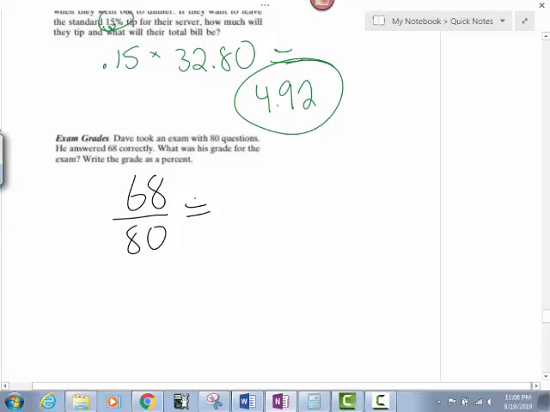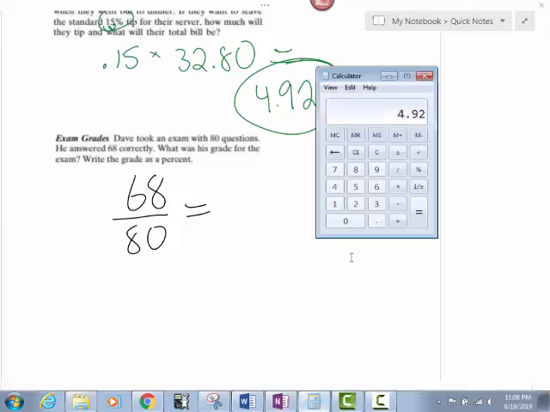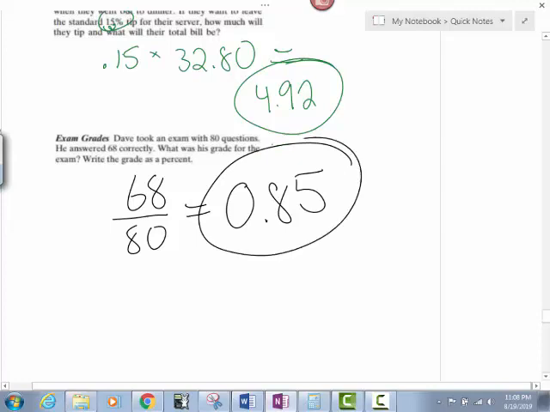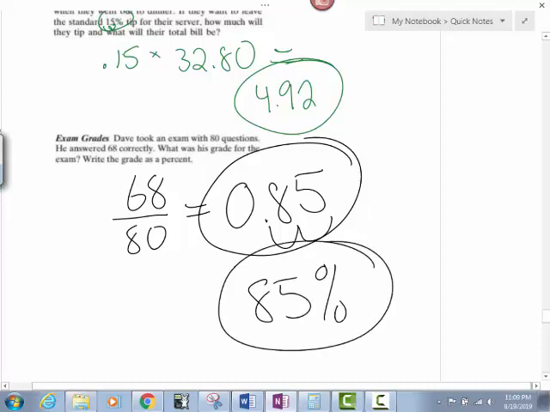I'm just doing what we did in section 0.4. I'm going to take my calculator and I'm going to say, what is 68 divided by 80? Okay. Now I'm coming up with 0.85, right? So I'm going to write right here, 0.85. That's a decimal. I want to change that decimal to a percent. So I'm going to move my decimal point 2 spaces, 85. I'm going to add my percent sign, okay?